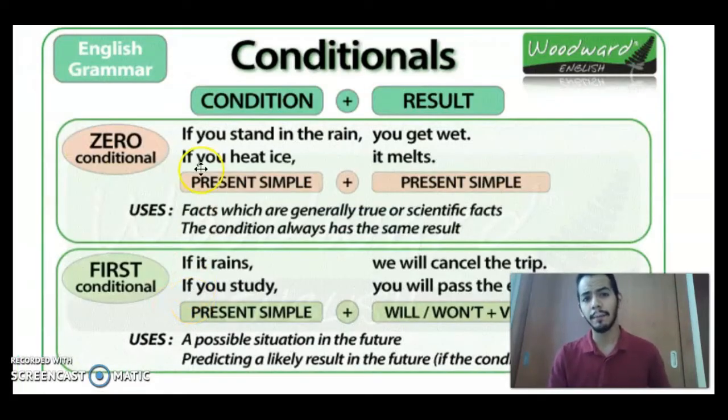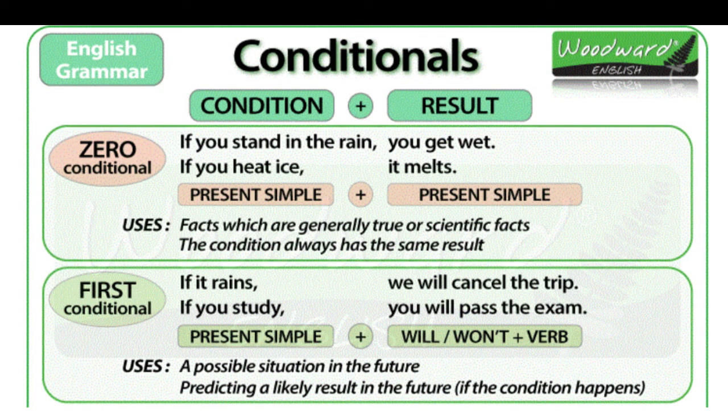And finally, we have a summary over here of the two conditionals. Zero conditional, present and present. First conditional, present and future. And some examples over here. So there we go. Those are conditional sentences.